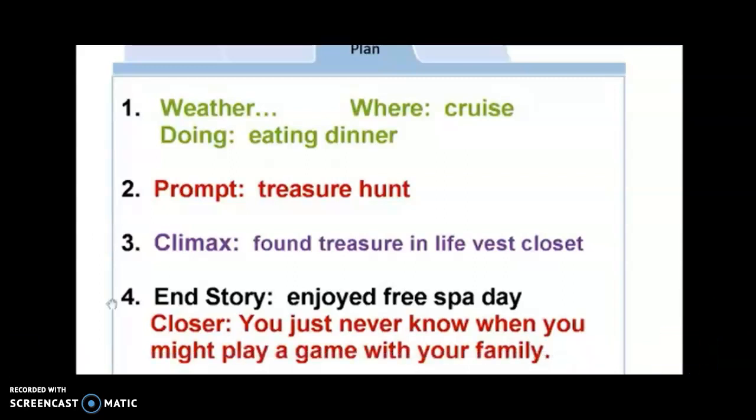Number 4, end story. My family won a spa day, so I ended the story by saying we enjoyed the free spa day. How are you going to end your story? I need to know in this paragraph that the game is over. So did your family go out for ice cream? Did you hang up the ribbon you won in your room? Or did you play with the prize? If the prize was like candy, maybe you ate it. Maybe you went to feed the dog. I need to know that the game has come to an end. Think of an ending and fill in the ending for your story now.